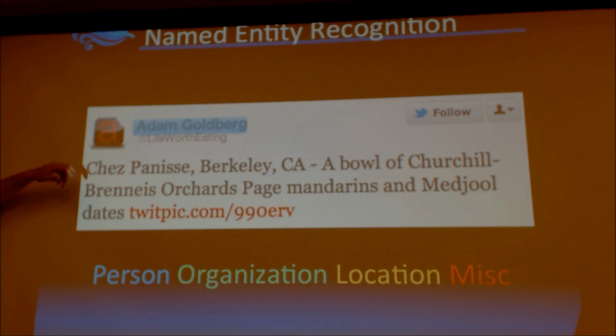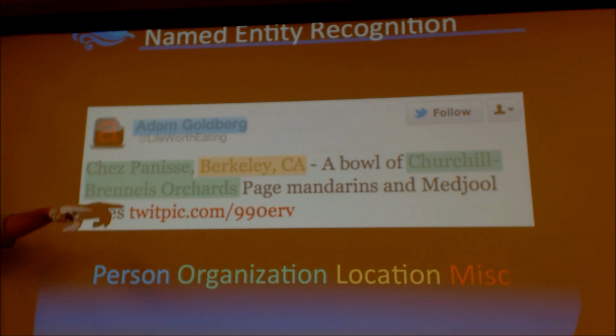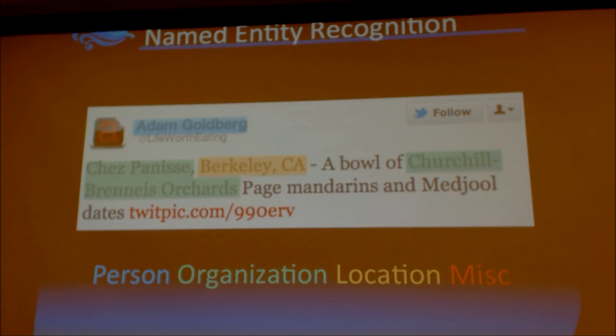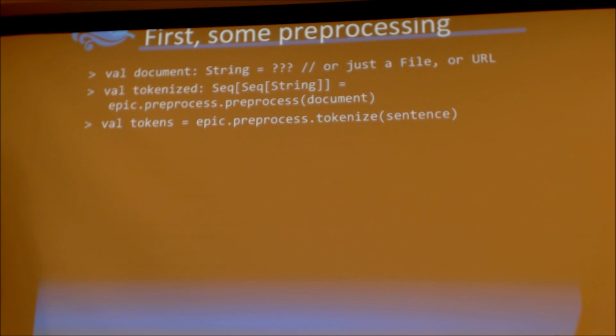So Adam Goldberg is a person. Chez Panisse and Churchill Burnet Orchards are organizations. Berkeley is, of course, a place. And there aren't any MISCs here. MISCs are things like 100 Years of Solitude, some kind of book.